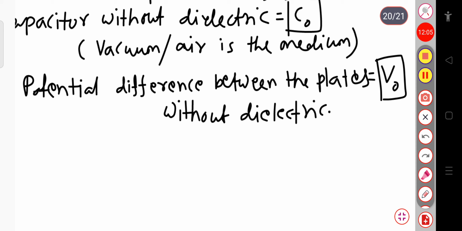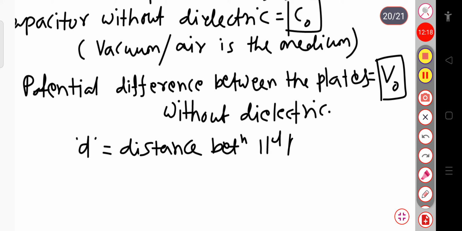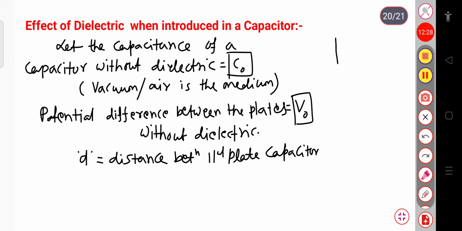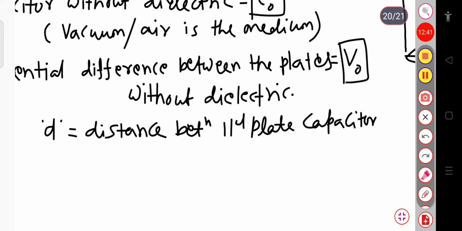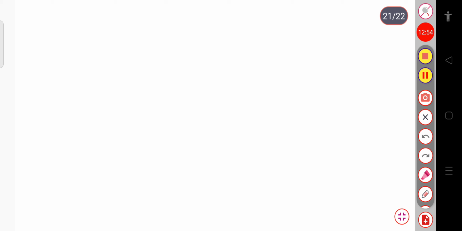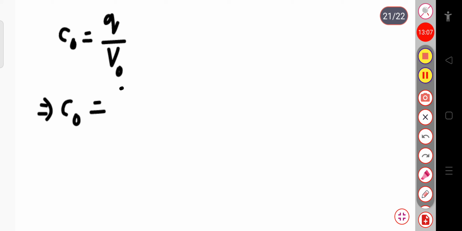If D is the distance between the parallel plate capacitor plates, here are the two parallel plates and this distance is D. In this case, the potential difference V naught between these two plates is equal to the electric field E naught into the distance D. So the capacitance C naught will be equal to Q divided by V naught, which implies C naught is equal to Q divided by E naught into D.